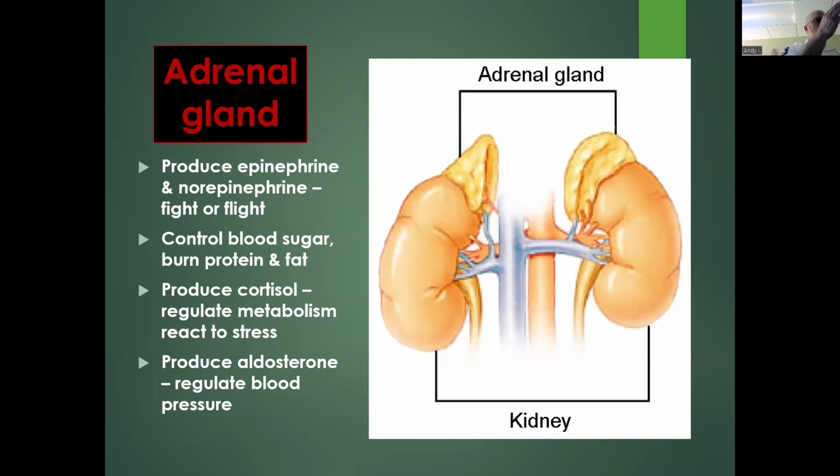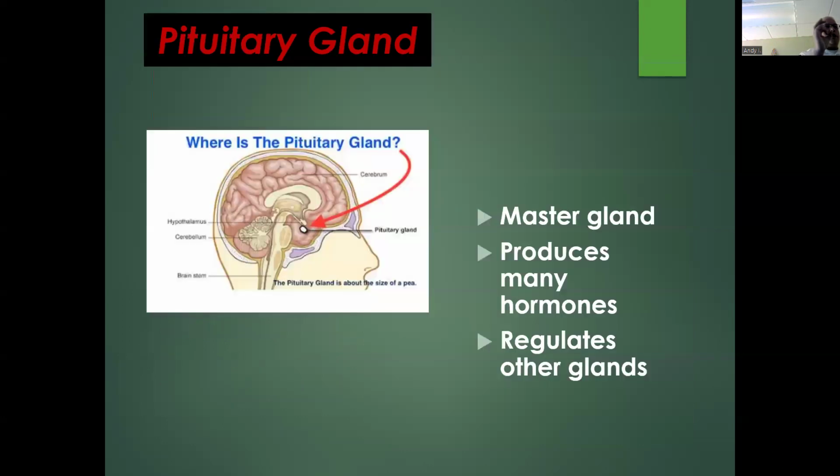So remember, when we talk about the urinary system, that's why they're on top of the kidneys, because we're regulating the blood pressure with the aldosterone. So good. And then we talk about the master gland, that pituitary gland. It produces a whole ton of hormones, and those hormones are designed to regulate the other glands that will also release hormones.